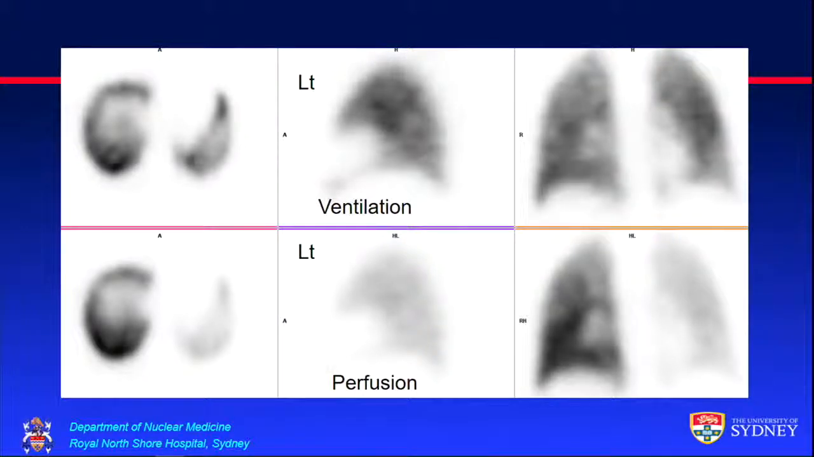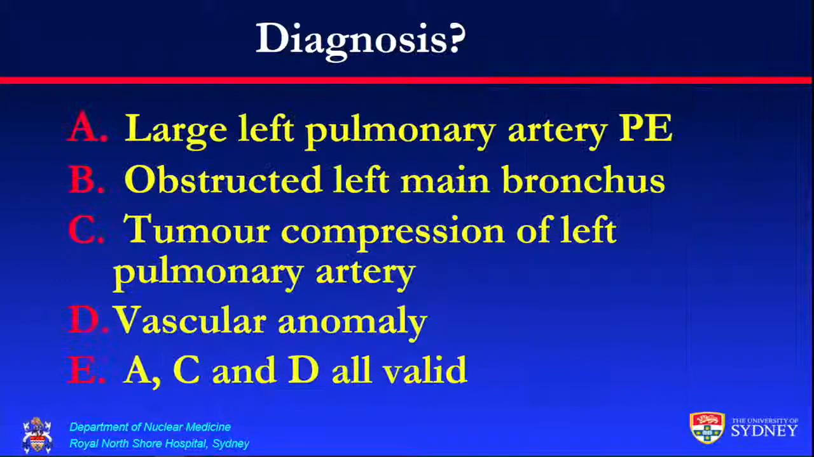These are his perfusion images. So ventilation and perfusion. Okay, hopefully everyone can see the abnormality. So what's he got? Has he got a big left pulmonary PE? Has he got an obstructed left main bronchus? Has he got tumour compression of the left pulmonary artery? Has he got some vascular anomaly? Or could it be almost all of the above?